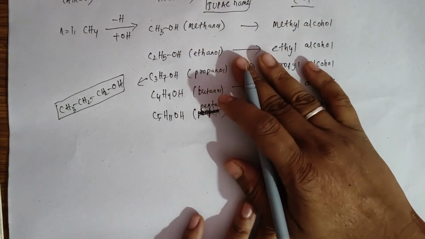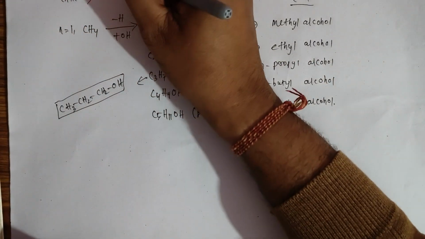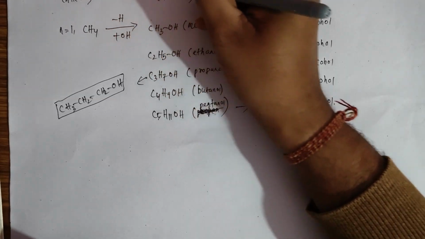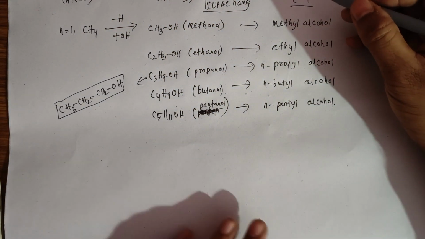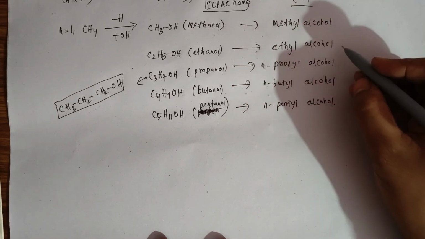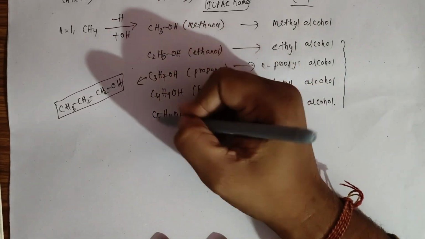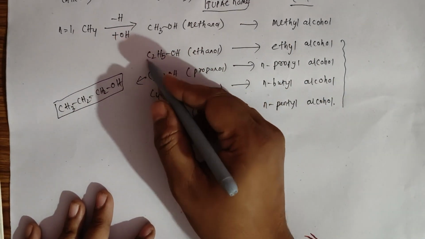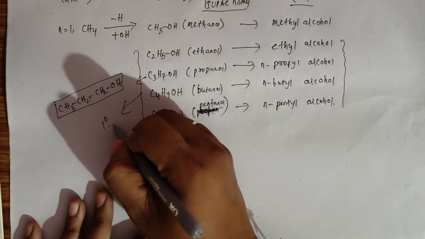That means in alkane we just remove the e and add ol, and we get alkanol. From ethyl alcohol onwards, all these compounds are primary in nature. What do we mean by primary? These alcohols are mainly primary alcohols.